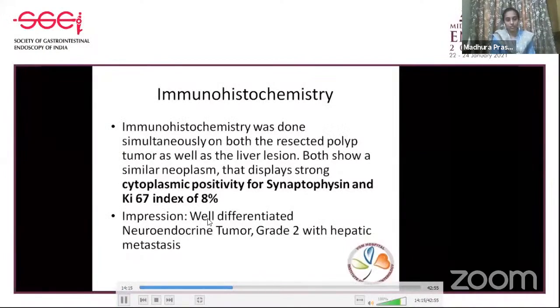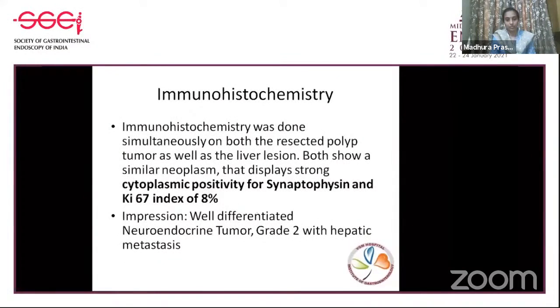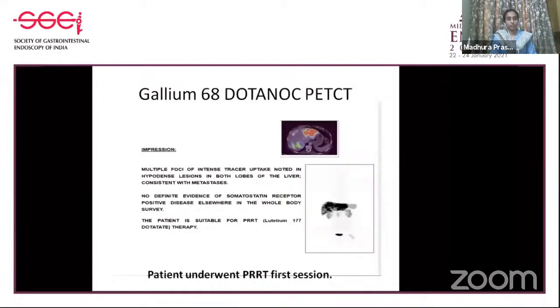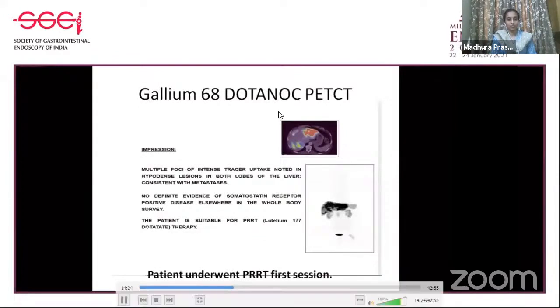It has been seen that if you remove the primary, the metastatic lesions also start to disappear. Even this patient is doing very well now. We did a gallium DOTATATE scan, which showed only liver activity, and the patient is undergoing PRRT, peptide receptor radionuclide therapy.